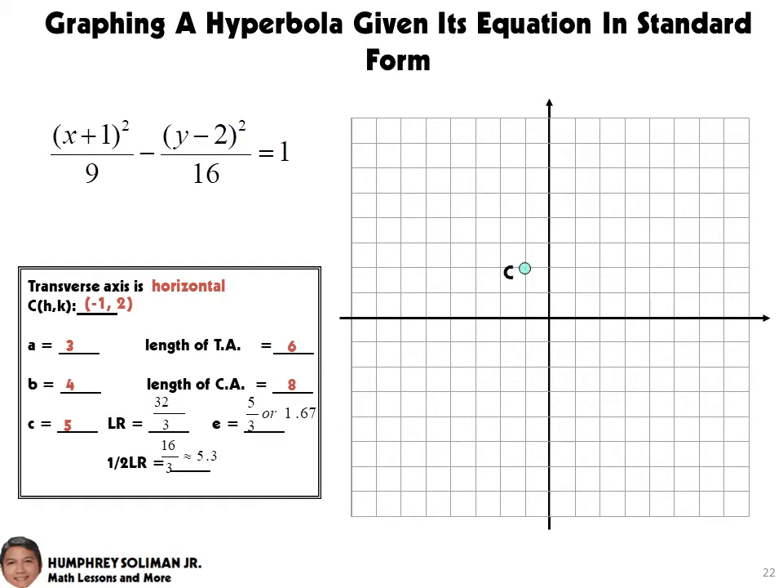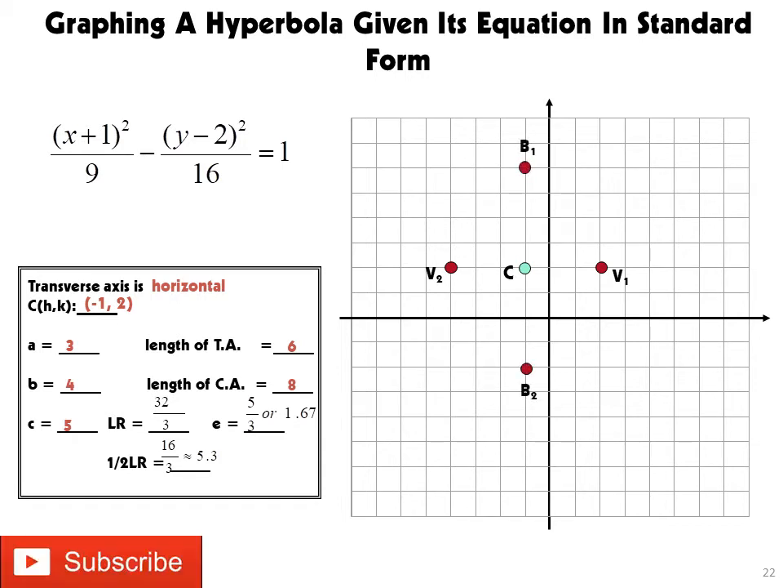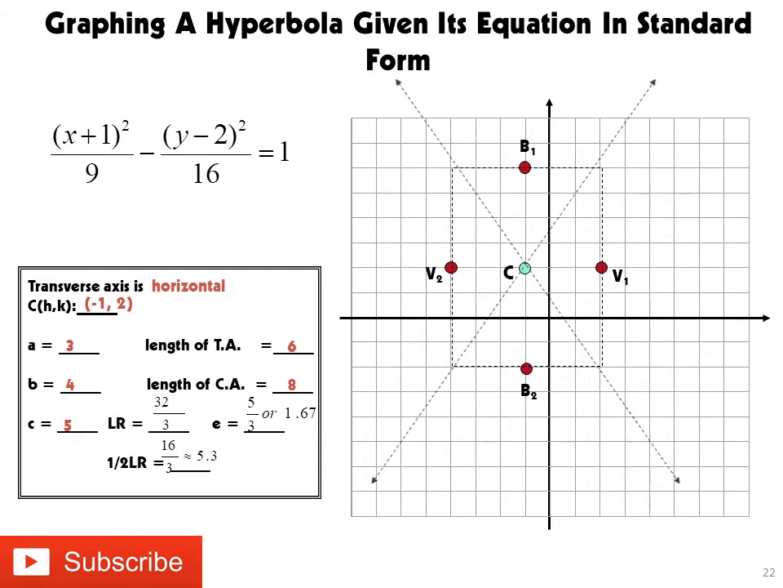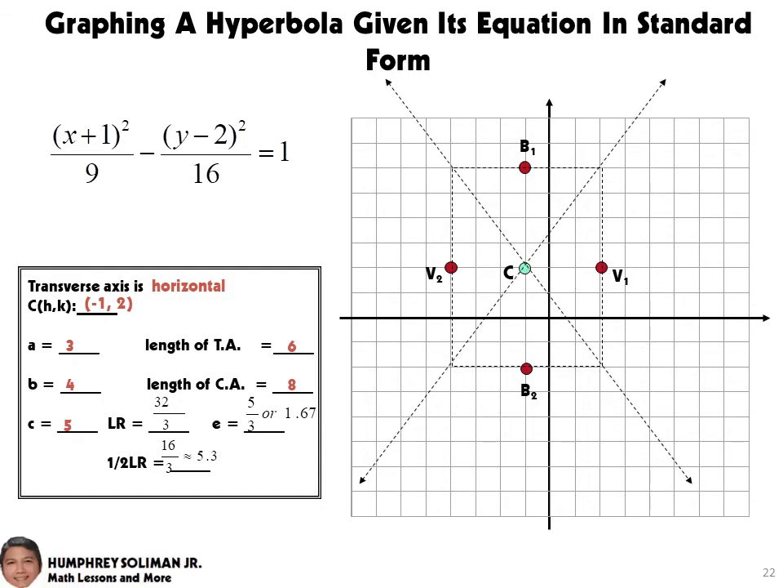We are now ready to graph the hyperbola. Plot the center (-1, 2). From the center, plot the vertices horizontally at 3 units away, this is the length of a. Next, from the center, plot the extremities of the conjugate axis vertically at 4 units away, this is the length of b. Next, draw the auxiliary rectangle with the vertices and extremities of the conjugate axis as midpoints.